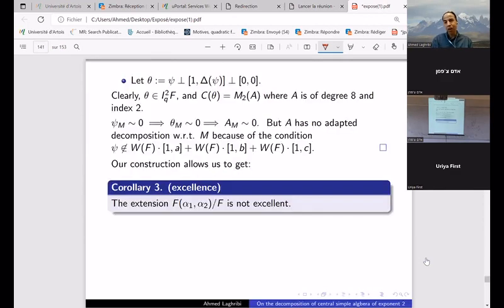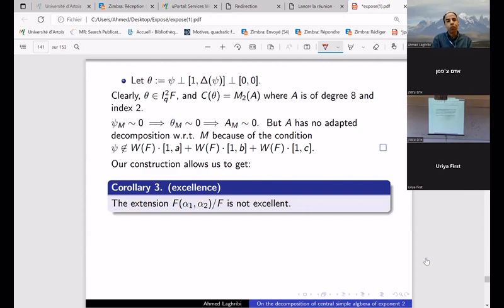Now the excellence: our method allows us something more. The extension F alpha 1 alpha 2 is not excellent. This is another example of non-excellence of a biquadratic separable extension. So I skip the proof, it is not important.